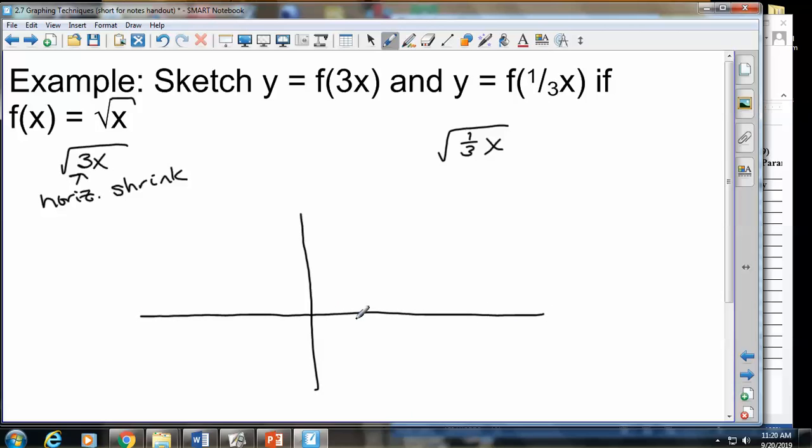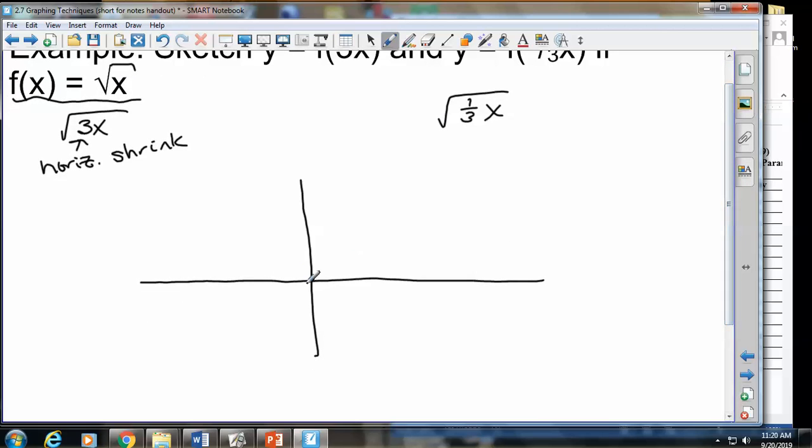Let's graph our parent function. The parent function was the square root of x. Square root of 0 is 0, square root of 1 is 1. Do we want to do the square root of 2? Probably not. What would be another good number? Square root of 4 would be 2. So I'm just making that t-chart in my head. That's my parent function.